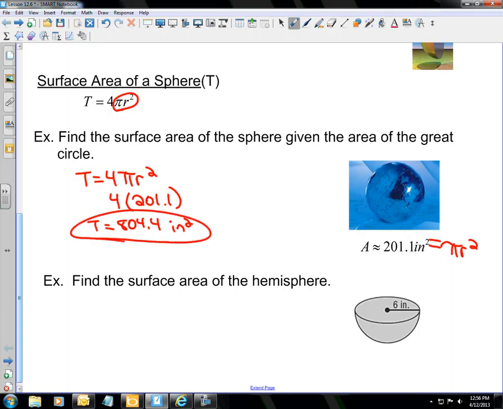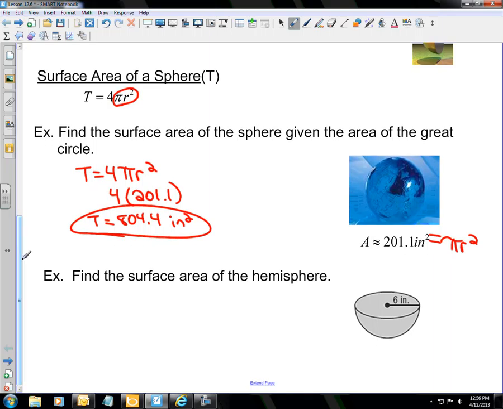Now, if I had given you the circumference of the great circle, then I would have to have found the radius, okay? And you will probably have problems like that, okay? And in fact, we're going to do one here in just a second. All right, let's look at this next one.